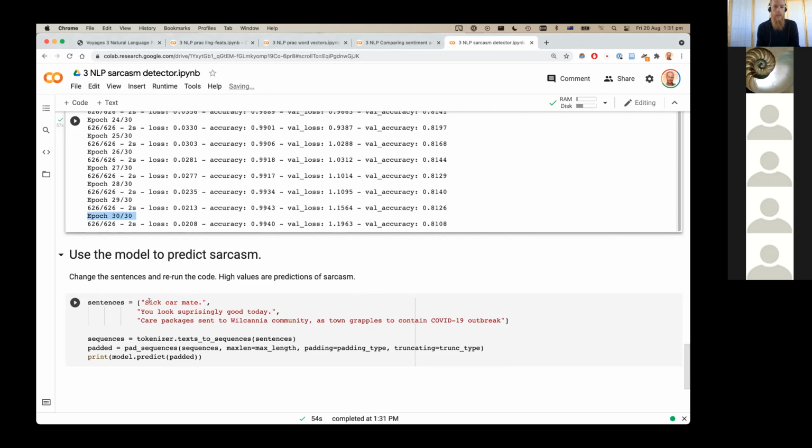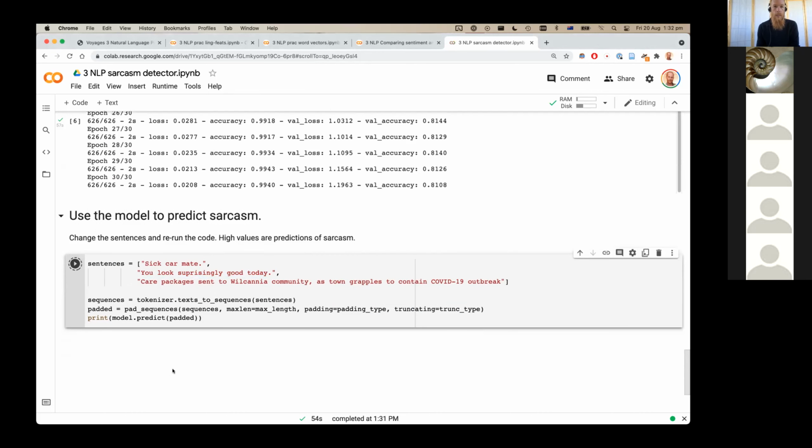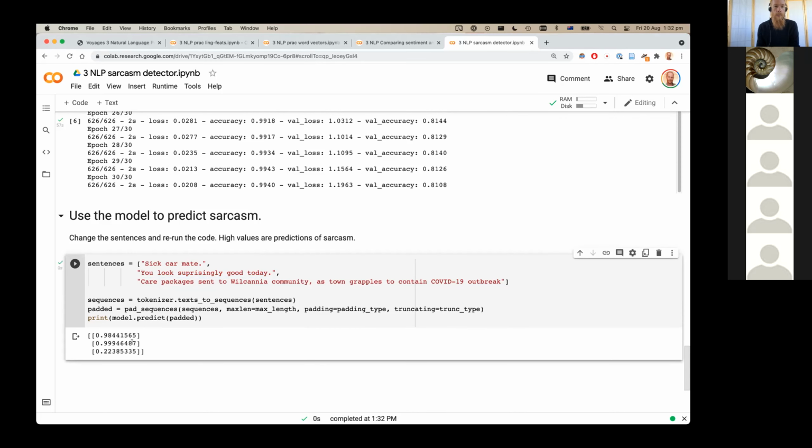Now I can put some sentences in here and we'll get some responses as to whether this system thinks these sentences are sarcastic or not. So my first example, sick car mate. Second, you look surprisingly good today. And the third is a news headline from today about care packages being sent to work in our community. So let's run that and we'll see what this model thinks.